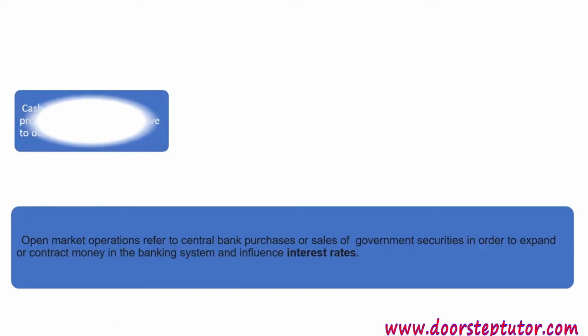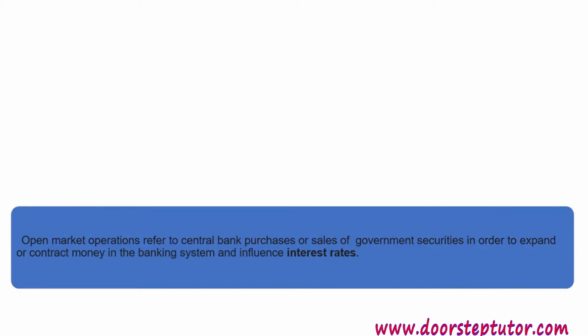Open market operations refers to the central bank's purchases or sales of government securities in order to expand or contract money in the banking system and influence rates. So, in open market operations, the central bank purchases government securities so that there is flow of money in the market. When the government purchases something, it provides money in the market. And when the government sells government securities in the market, it takes money from the market away. And so the money contracts in the banking system and thus the interest rates are influenced.